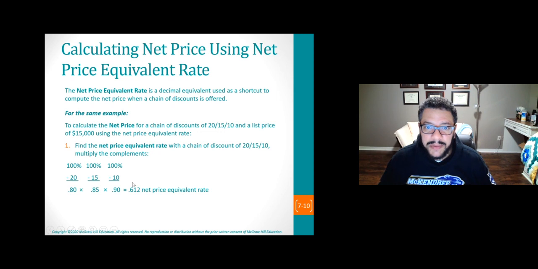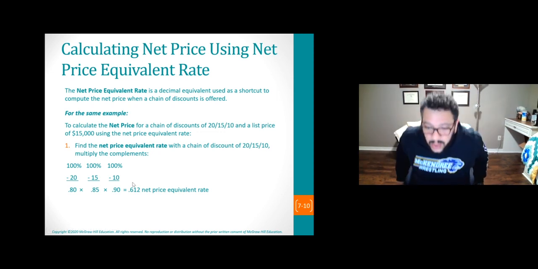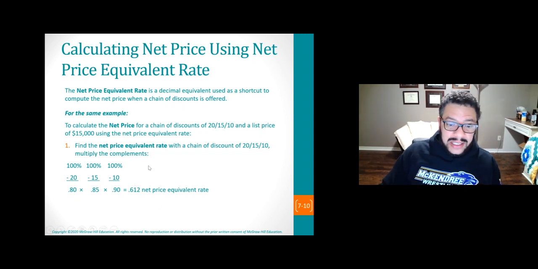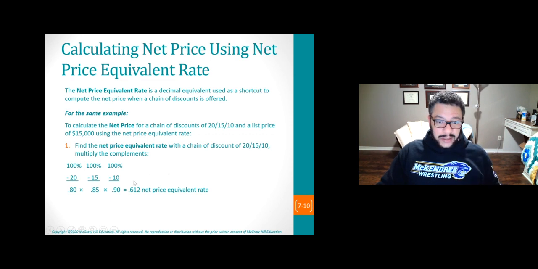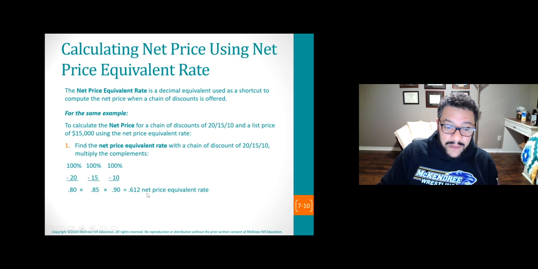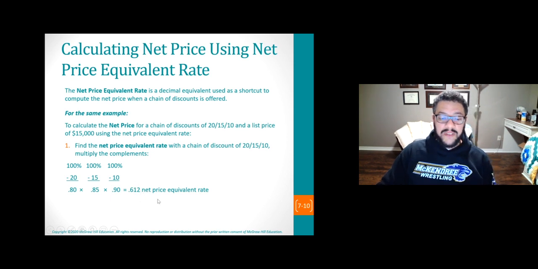Here's why it's called the net price equivalent rate: when we use this new rate, it helps us discover our new net price. So really, we're paying 61.2% of that original price. If we add 20 plus 15 and 10, that would be 45, which means we would be paying 65%, or 0.65. We're not paying that. We're paying 0.612. This is the equivalent rate that we're going to use in order to figure this out.